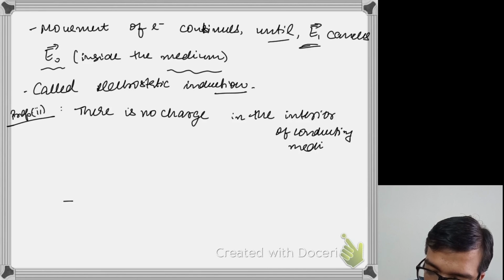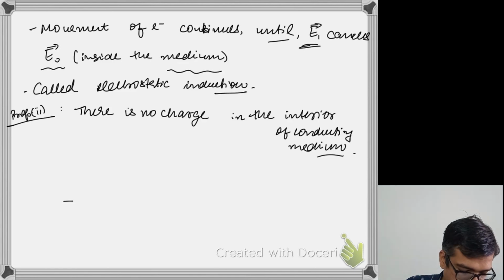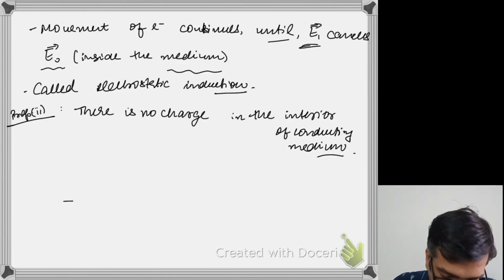Note that this does not rule out the charge on the surface. On the surface we can still have charge, but in the inner core material there can be no overall charge. Why is that?